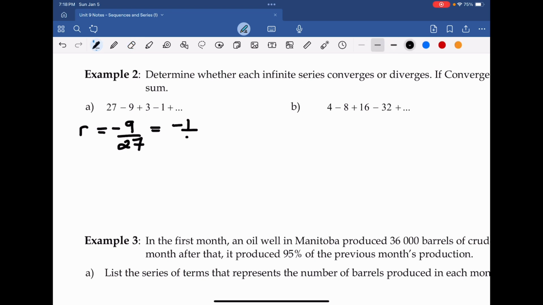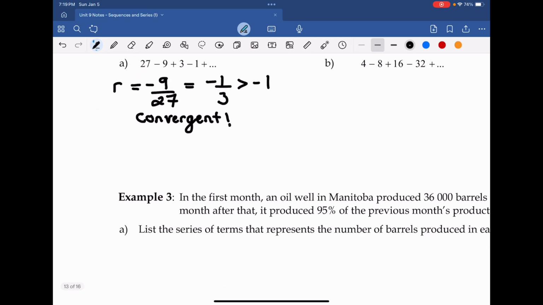And because negative 1/3 is greater than negative 1 but still less than positive 1, we can therefore say that this is convergent. So I'm just going to put that below here. Therefore, this is convergent because it follows the property of this convergent nature.